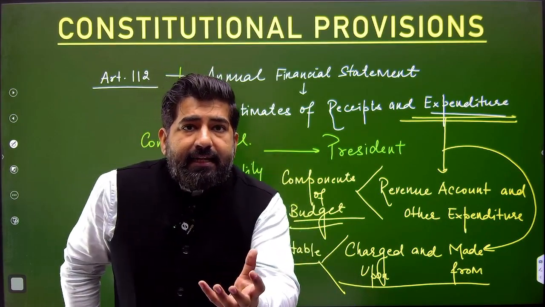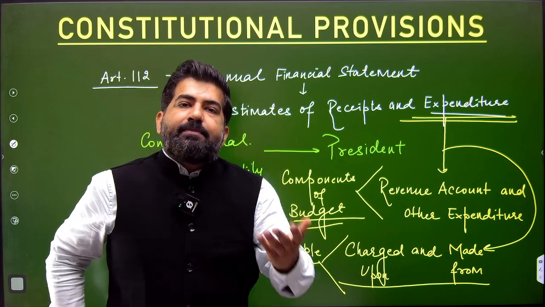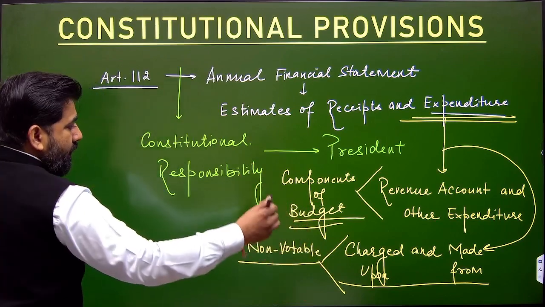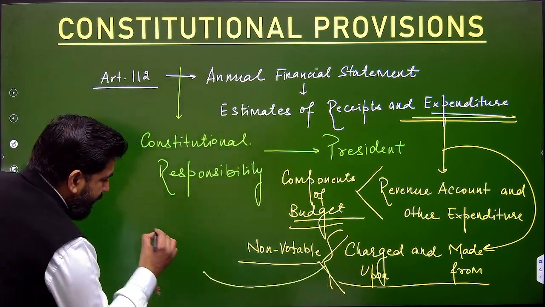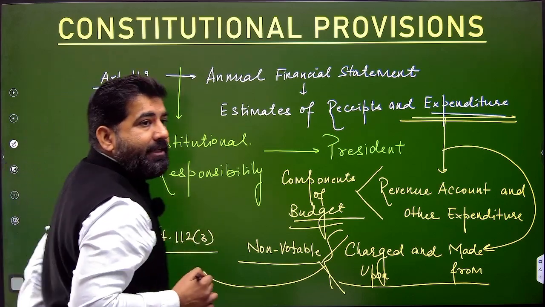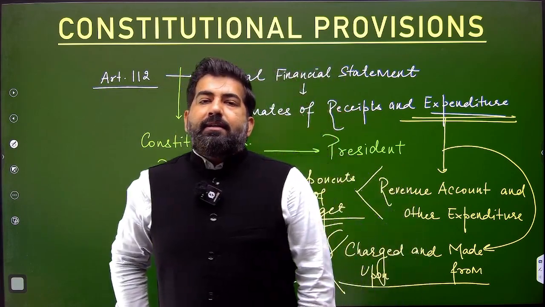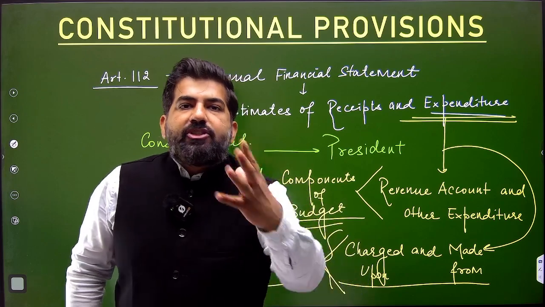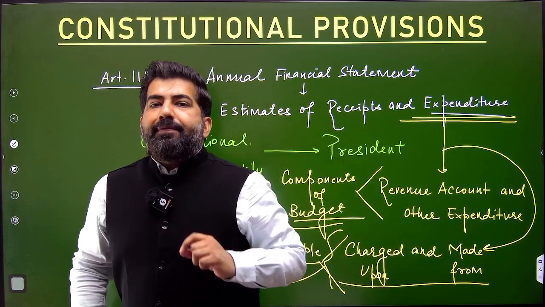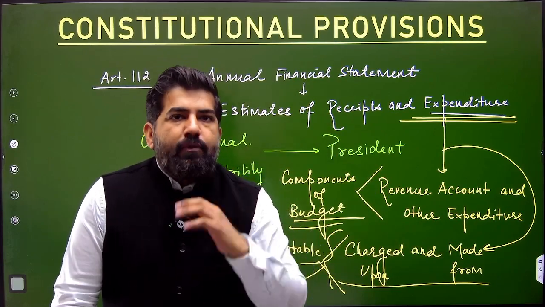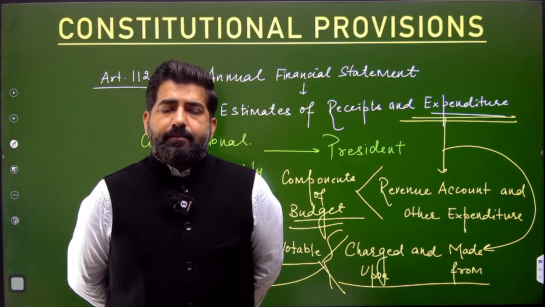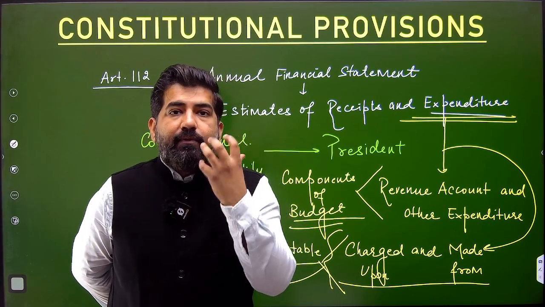And whose salaries and allowances are charged upon? Even that is mentioned under Article 112 itself. If you look at Article 112, Clause 3, you will find out whose salaries and allowances are charged upon expenditure. Then, sir, what about this? Made from. Made from means this expenditure can be discussed and voted upon by the Lok Sabha, that is, voted upon by the parliament. I hope you understood. This is Article 112.